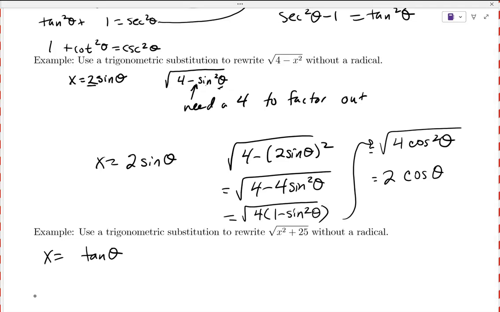Again, I can replace 1 plus tangent theta, right? I can't just plug tangent theta in here because I would just have tangent squared plus 25. That doesn't tell me anything. I need to be able to factor off a 25. So what do I need to put in front of this tangent so that when I square it, I can factor off a 25? 5. Good. Yep, that's exactly right. So I'll let x be 5 tangent theta.